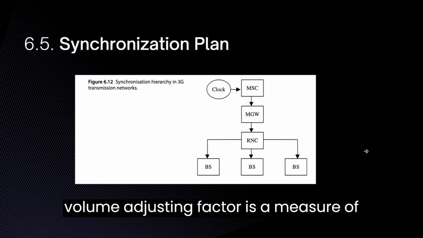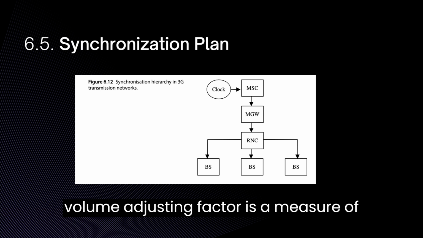So this is the figure that illustrates the synchronization hierarchy in 3G transmission networks. The meaning of this figure is that the synchronization hierarchy in 3G transmission networks refers to the levels of synchronization that must be maintained among different network elements to ensure proper functioning. At the top of the hierarchy is the clock, which provides a timing reference for the entire network, and the mobile switching center, which is MSC, a media gateway, which is MGW, a radio network controller or RNC, and a base station BS, all receive timing signals from the clock to ensure that they are synchronized with each other.